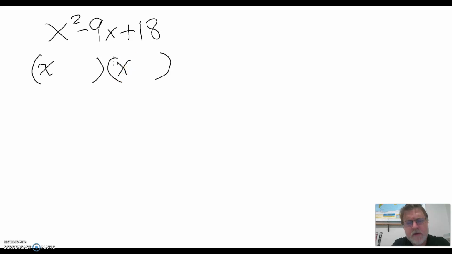And the next part is you need two numbers. Look at the sign of c. Remember that that's ax squared plus bx plus c. You need two numbers that when multiplied together give you positive 18. And those same two numbers need to add together to be negative 9. So you're going to multiply them together to get positive 18, and you're going to add them together to get negative 9.